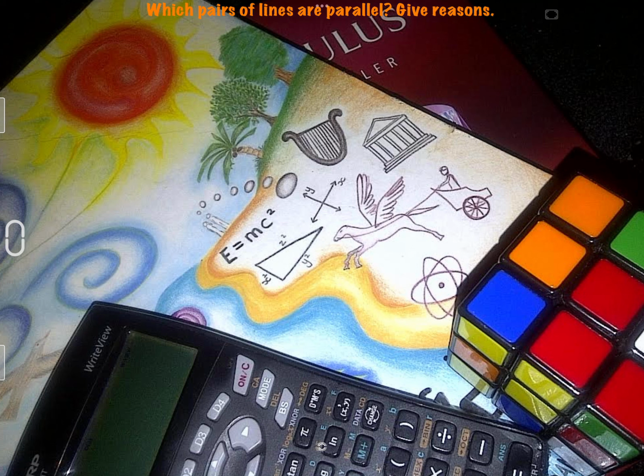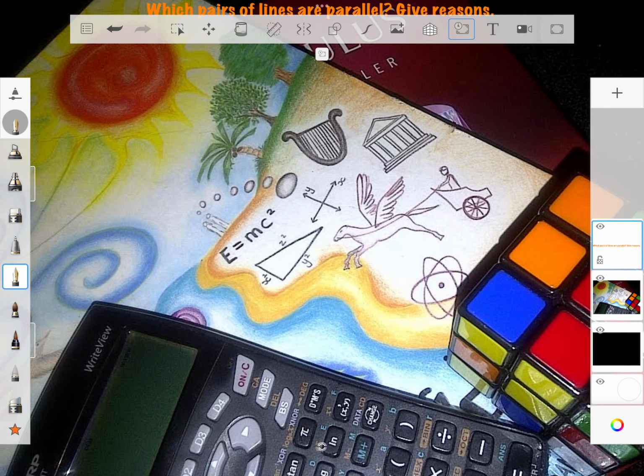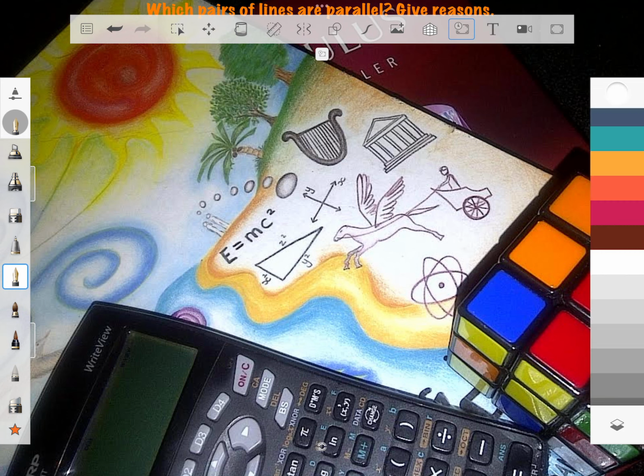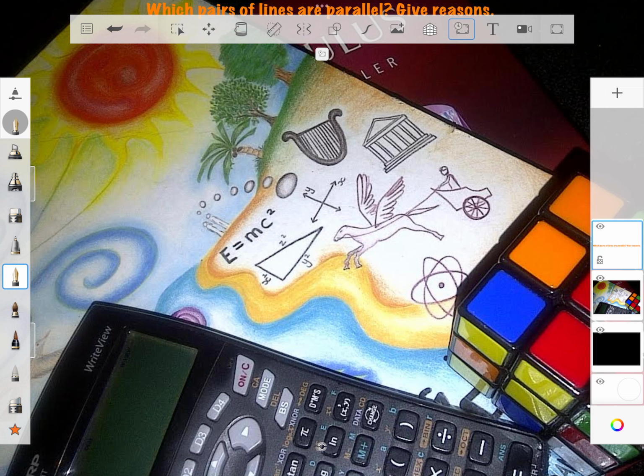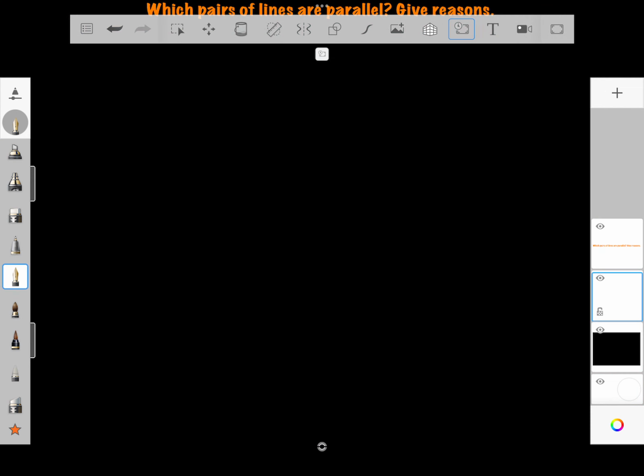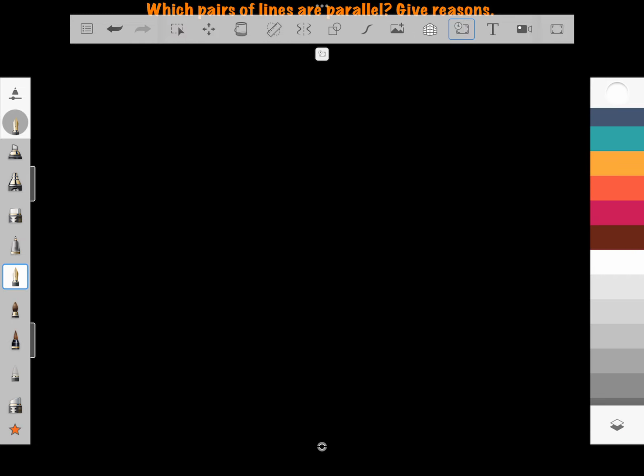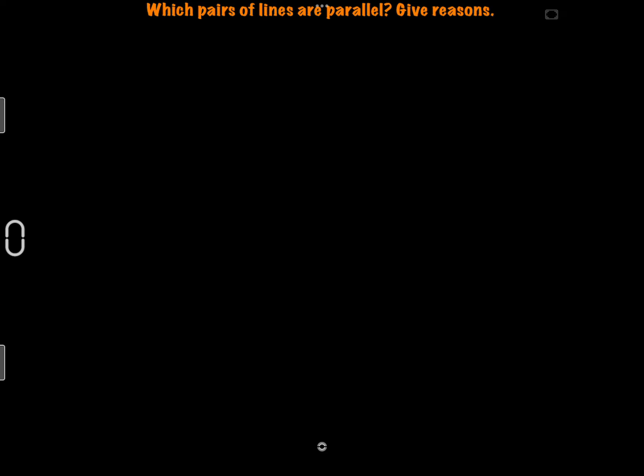Today we'll be looking at pairs of lines and determining whether these pairs of lines are parallel, and we'll be giving reasons based on our findings. Now, for us to be able to understand this concept of parallel lines, it would be best practice to understand a couple of things. For instance, number one, call this 1A.